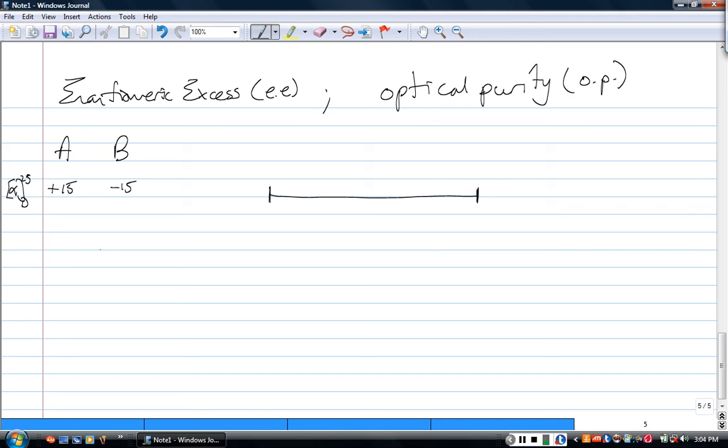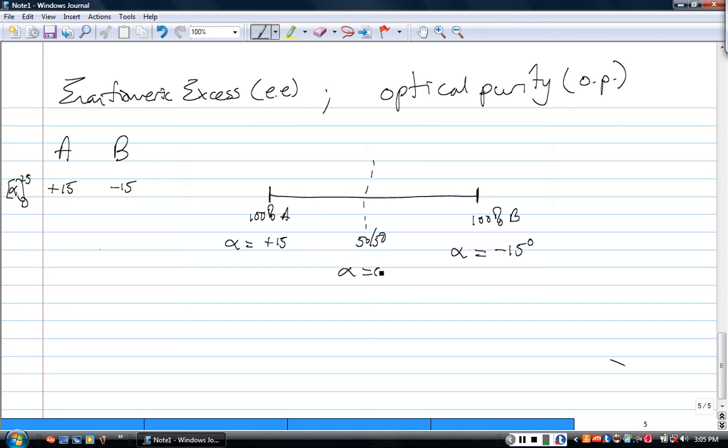What this means then is that if my mixture is 100% B, then the alpha value that I observe is going to be minus 15 degrees. Now, if it is 100% A, then the alpha value is going to be plus 15 degrees. Now, I recognize, by the way, that if it is 50-50, the alpha value is going to be zero.